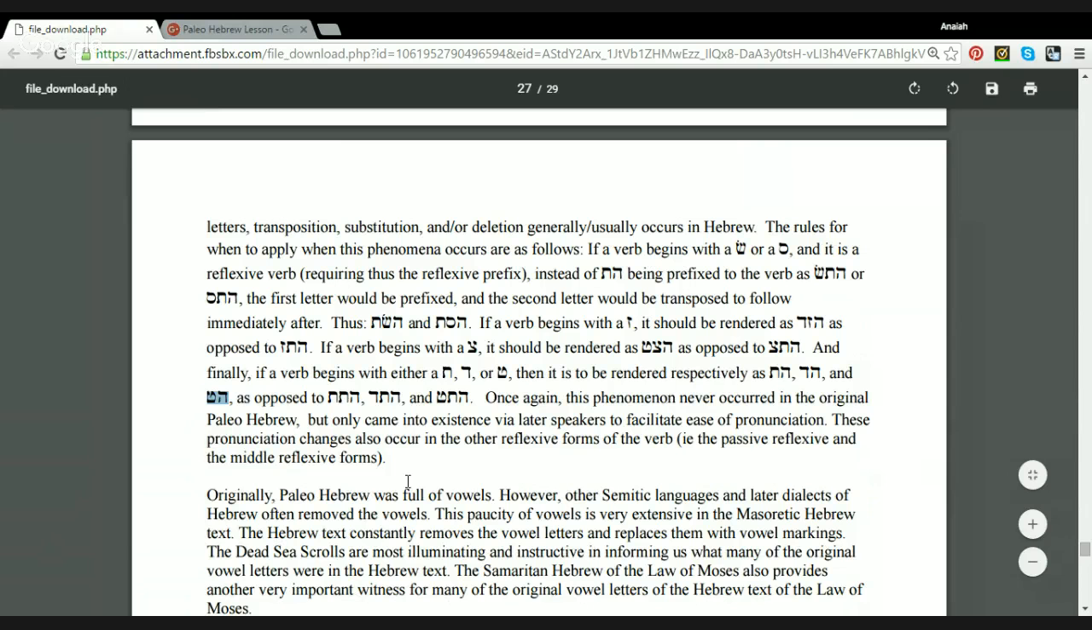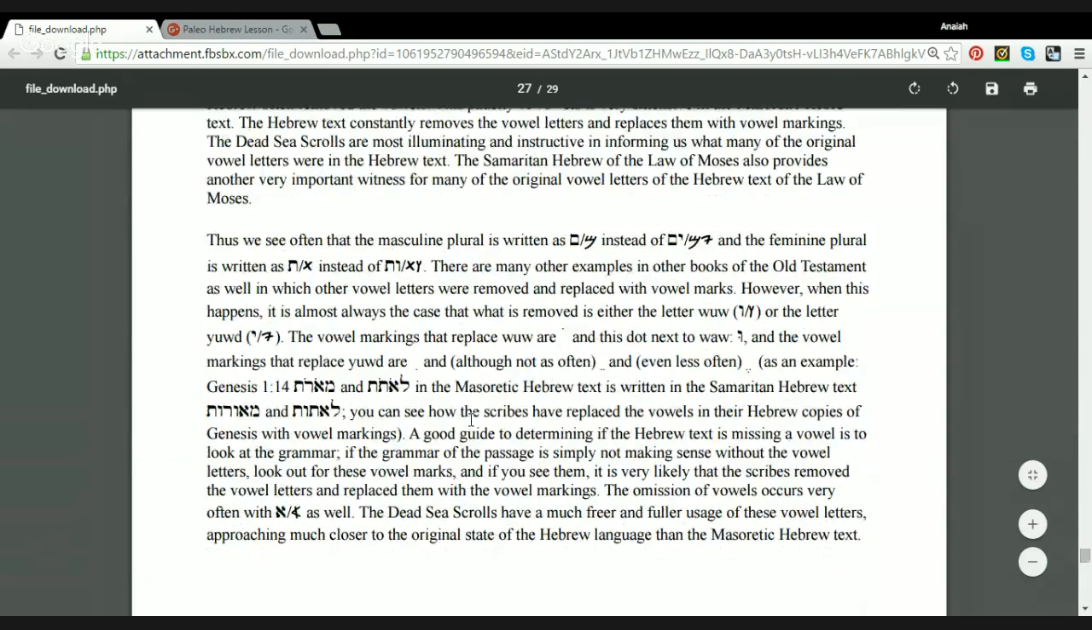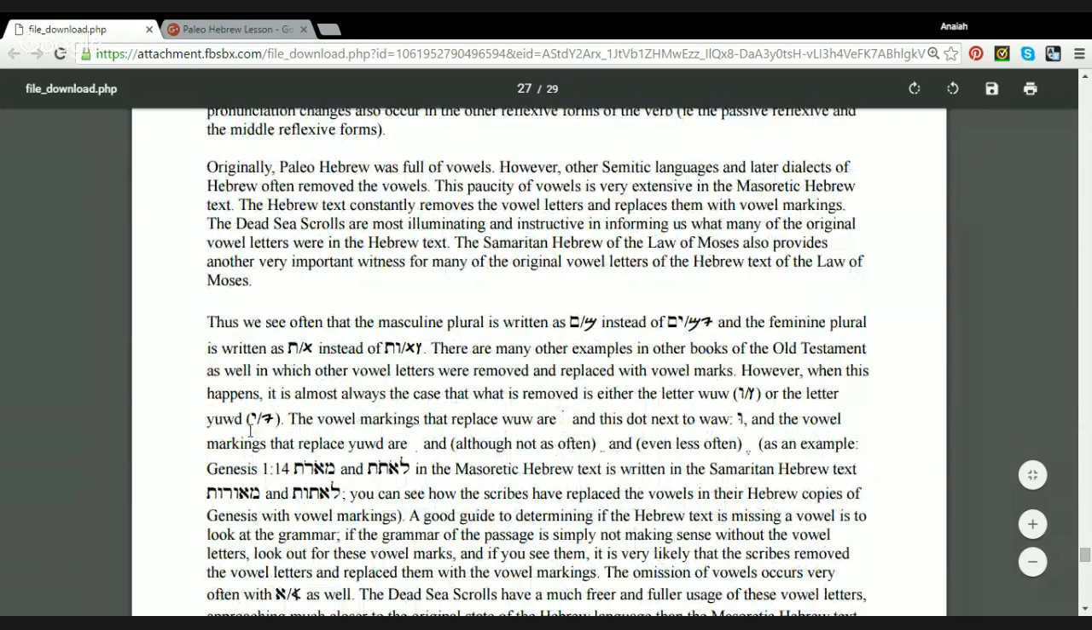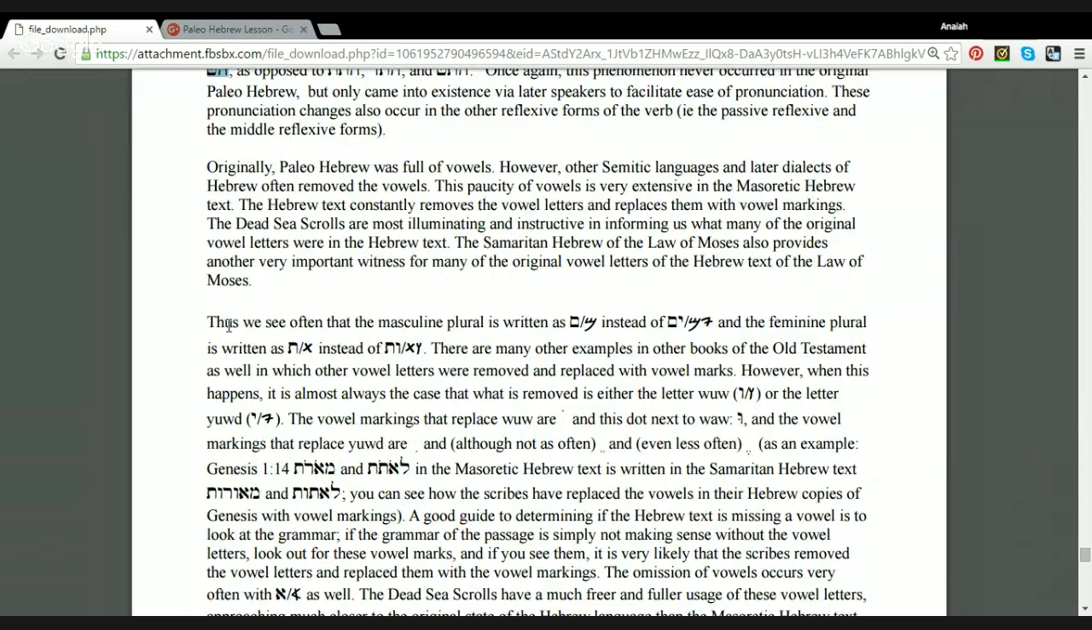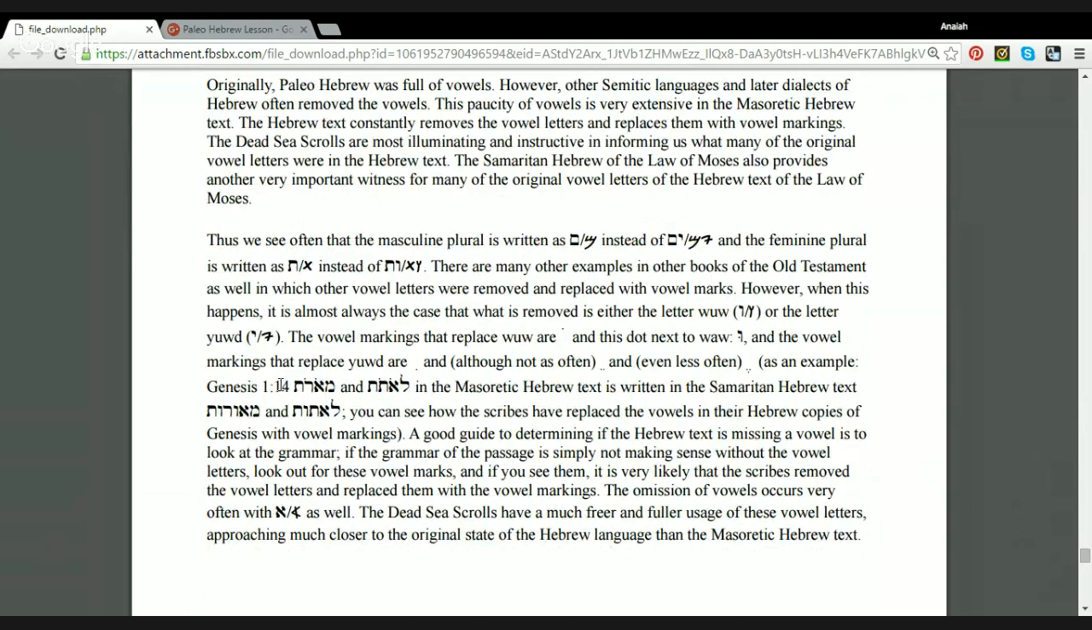That's what happens and you also see in the Bible that they take vowel letters out, and replace them with vowel marking sometimes. You find that a lot in the Torah. Like, see right here, Genesis 1:14. Right here, you can see marut and latut. In the Samaritan Hebrew, you see it with the waw there. See the waws, but they took out the waws and put the vowel marks there instead.